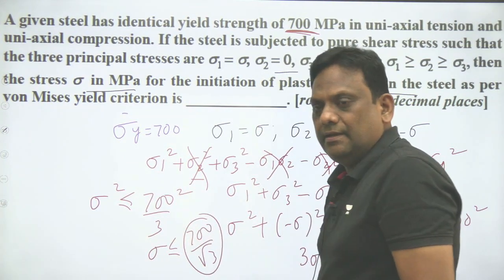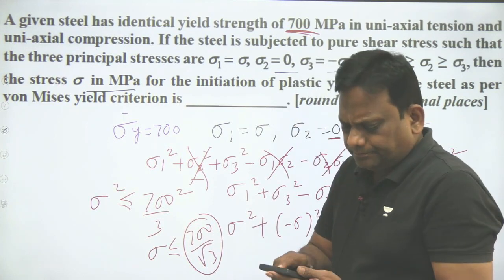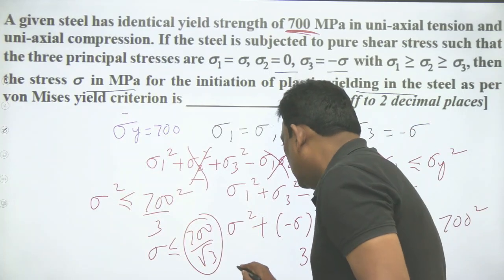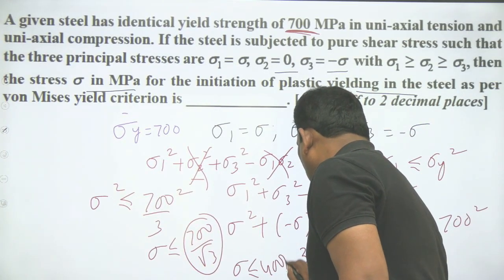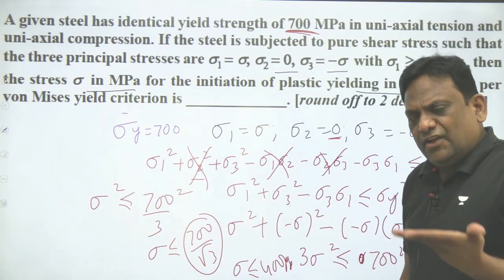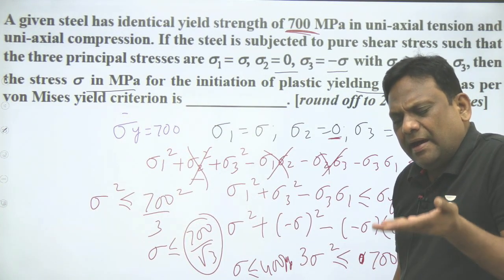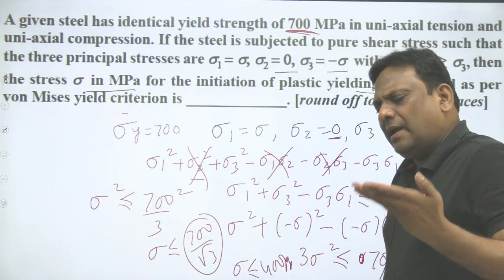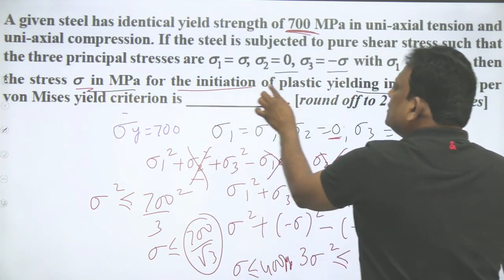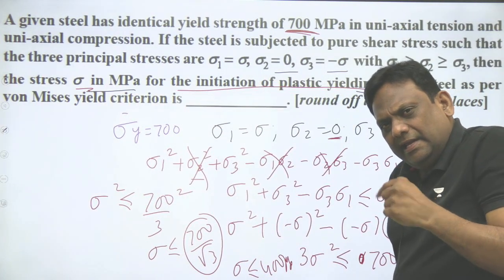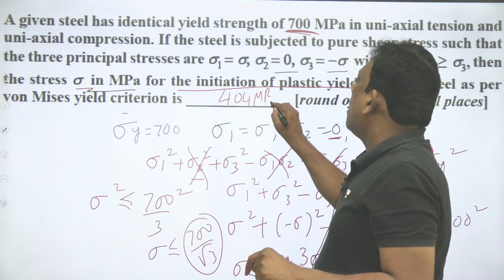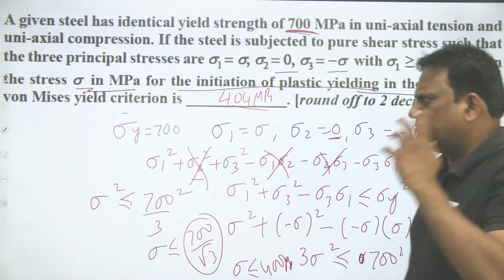So what is 700 by root 3? I think it is 404. Let me check. Yes, 700 by root 3 is 404. So sigma is less than or equal to 404 megapascal. It means when sigma reaches 404, yielding starts. If sigma is less than 404, there is no yielding. The question asks for the stress sigma for the initiation of plastic yielding. So if yielding is to be initiated, the stress value of sigma should reach 404 megapascal or above. This is the first question, a very simple, straightforward question.